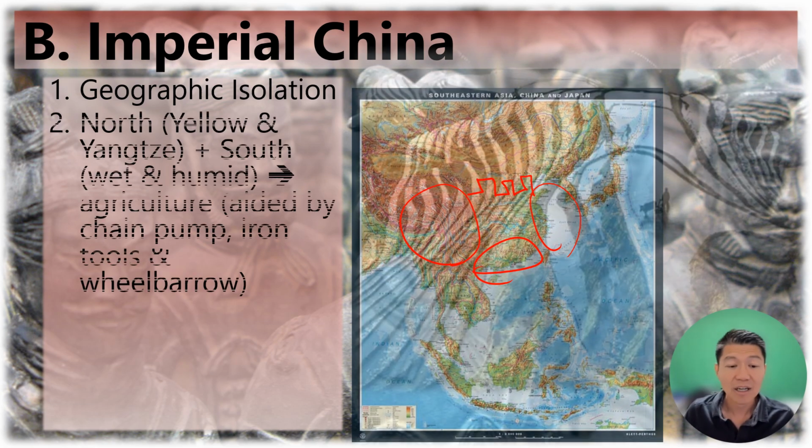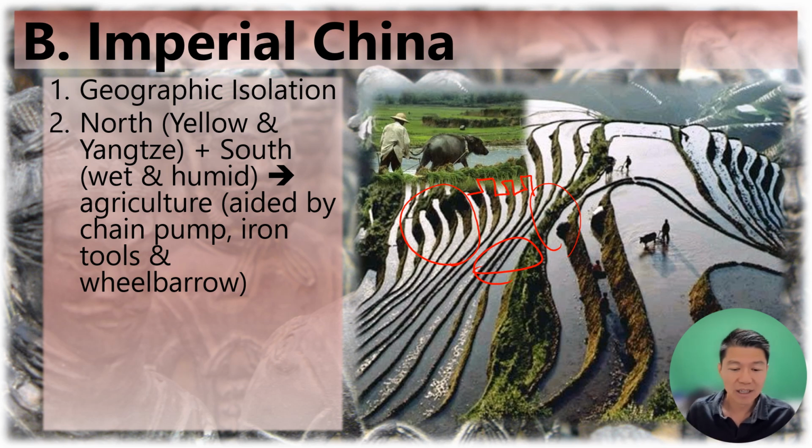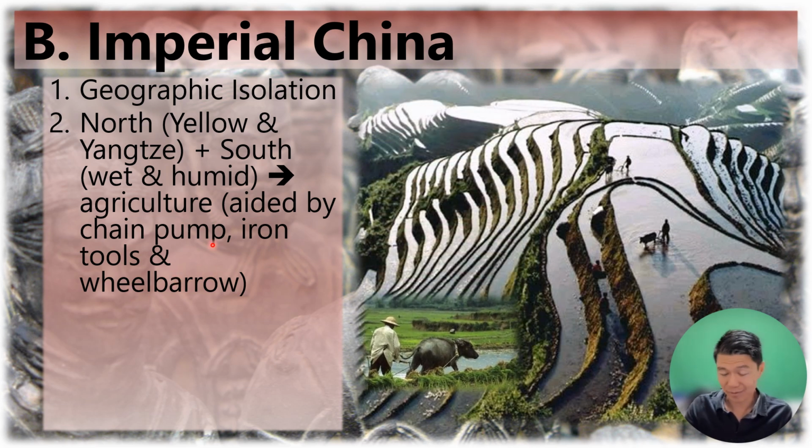Not only that, but we've seen in previous discussions here in the last unit, it's agricultural base. And so you see the rise of agriculture, particularly in the Yellow and the Yangtze rivers, and eventually further south in the wet and humid regions where they're able to grow that famous crop of rice as well. And is aided by new technologies such as the chain pump, iron tools, and the wheelbarrow that allowed for things like terrace farming to actually occur, right? Farming in these hillsides and so forth.